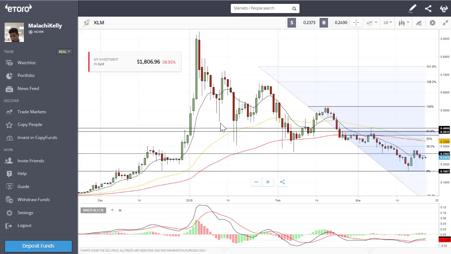So as you can see, the correlation plays a big part. You can use Bitcoin as your directional bias when you're looking to trade any other cryptocurrency. If Bitcoin's going down, do not buy. It's as simple as that.